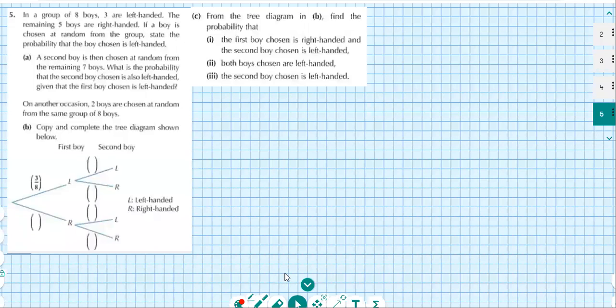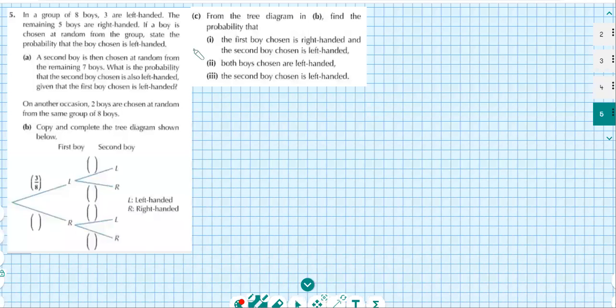Next question, question number 5. In a group of 8 boys, 3 are left-handed. The remaining 5 boys are right-handed. If a boy is chosen at random from the group, state the probability that the boy chosen is left-handed. A second boy is then chosen at random from the remaining 7 boys. What is the probability that the second boy chosen is also left-handed?